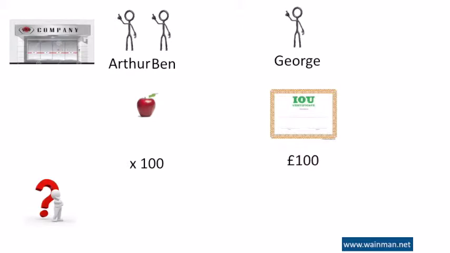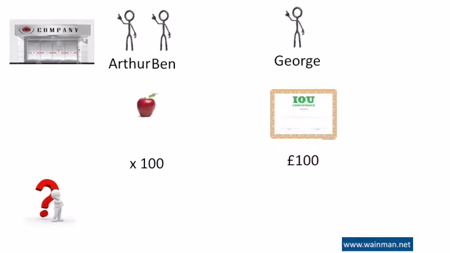Well, the answer is Arthur and Ben. There's a pretty easy test. If Arthur and Ben drop the apples in the street and they get run over by a car, whose problem is it? It's Arthur and Ben's problem. And so we can see that title of ownership has passed from George to Arthur and Ben, even though Arthur and Ben have not yet actually paid for the apples yet.